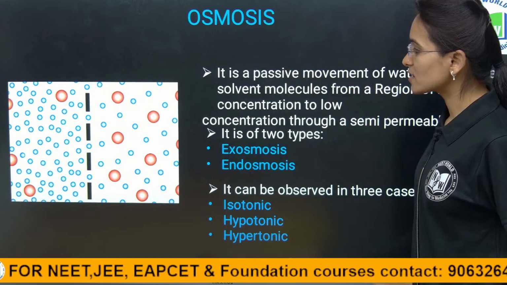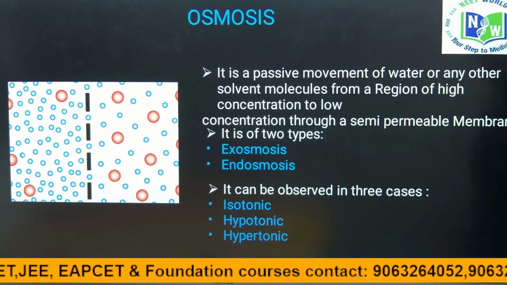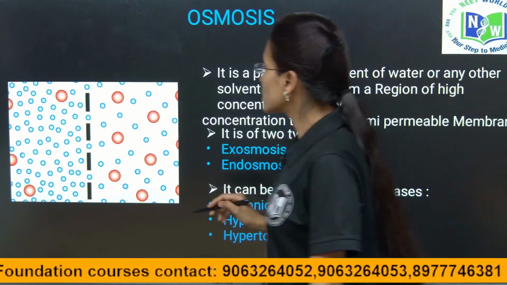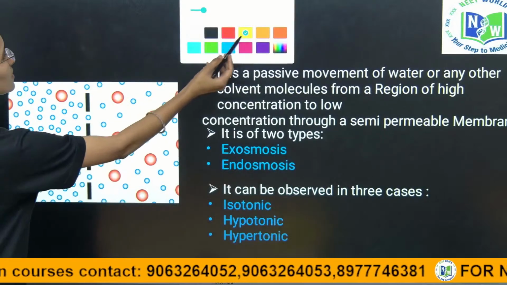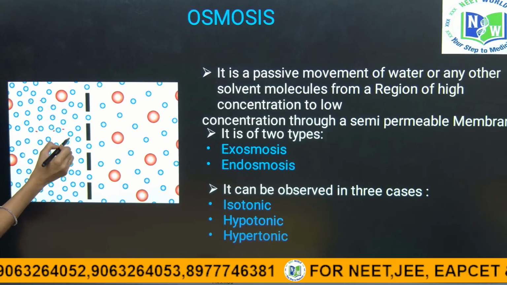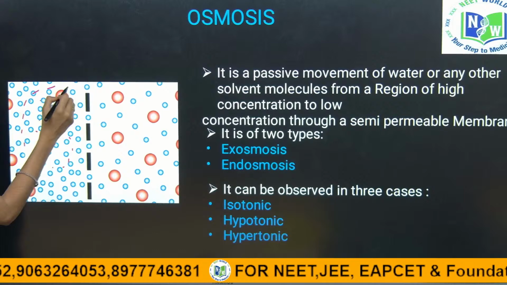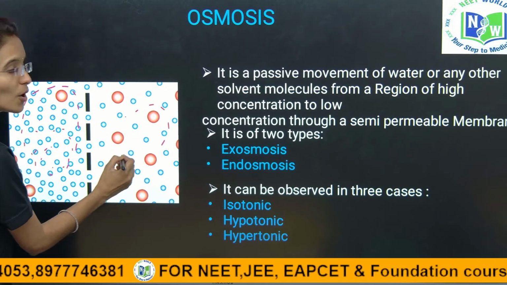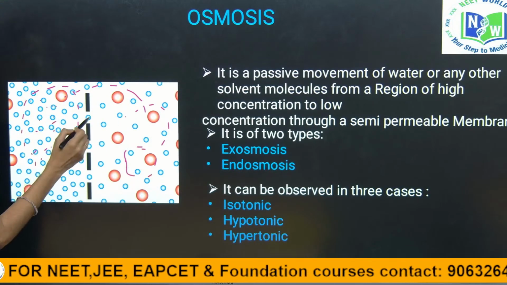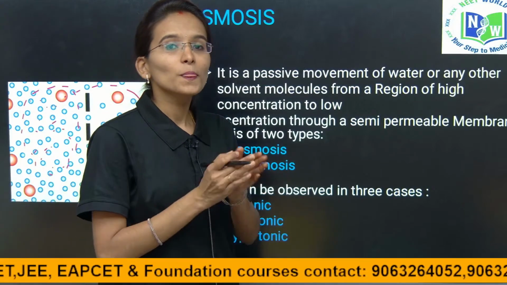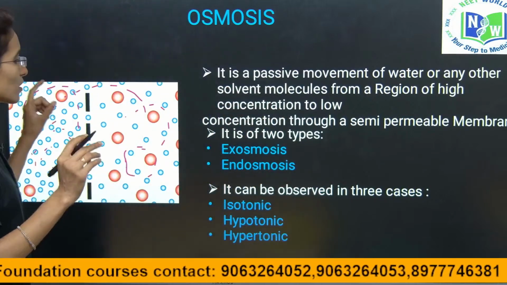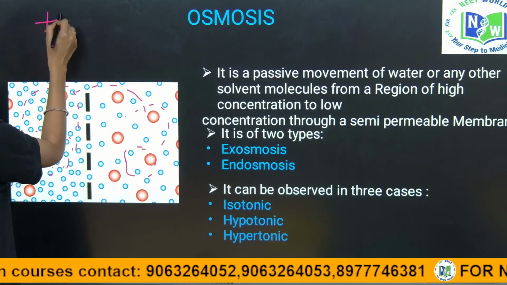Now when we discuss the mode of transport called osmosis, here molecules move from higher to lower concentration gradient. See here, high concentrated molecules are present, and here we have very few molecules. So in osmosis, molecules move from high concentration gradient. Which molecules? Only solvent molecules. Only the passage of solvent molecules, only water molecules are involved, children. Only solvent.